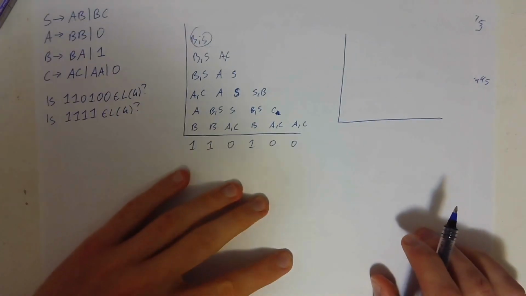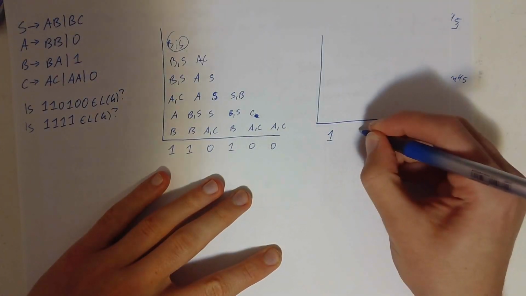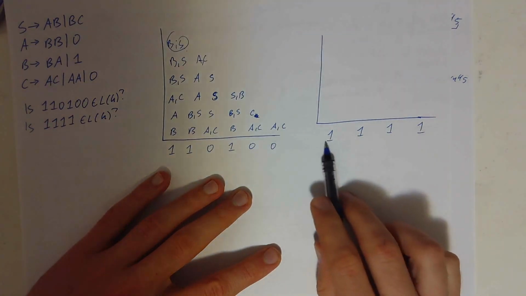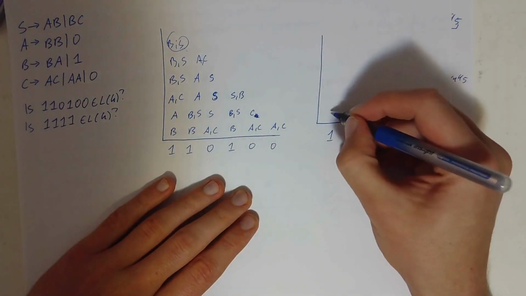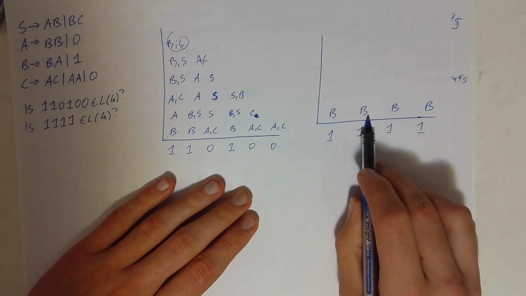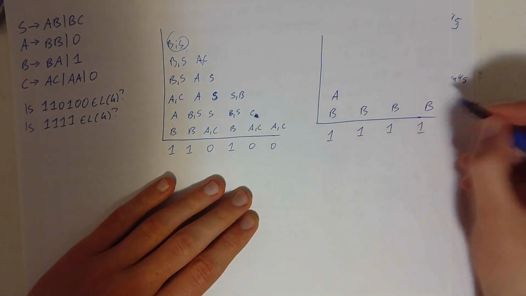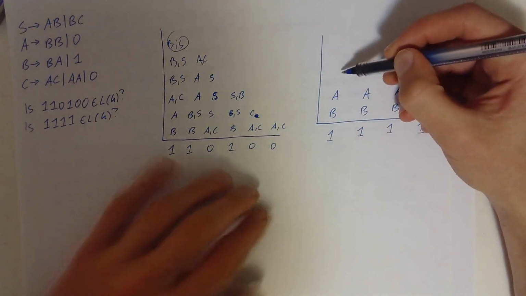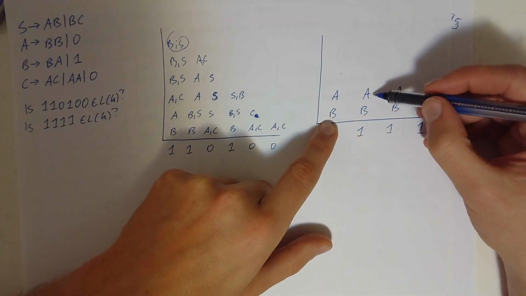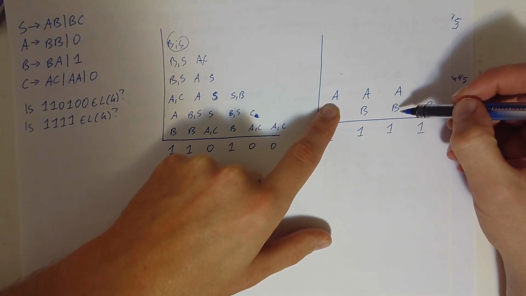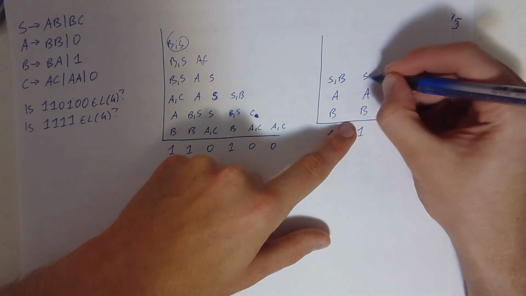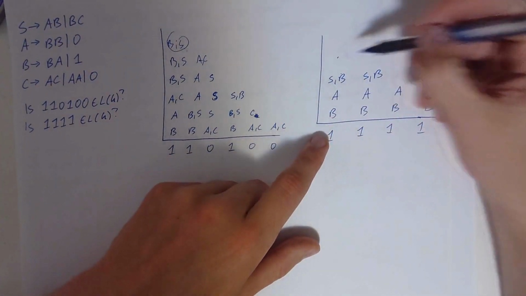So in this case now I'm looking at the string 1111. So repeat the same process as before. What can directly produce a 1? Only B. So we just get B's by themselves. What can produce BB? A can. And by symmetry these are all the same. And move up to the next row. What can produce BA? B can, and only B. What can produce AB? S can, and only S. So we get S, B on this row, and then by symmetry we get the same again. And then we move up.